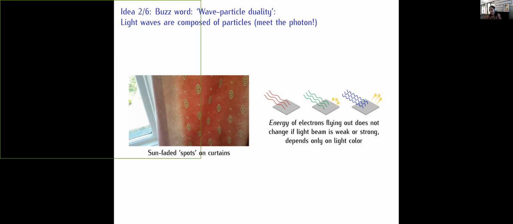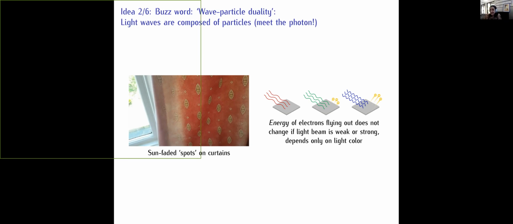So it turns out that yes, under some circumstances, light is better described as a particle instead of as a wave.